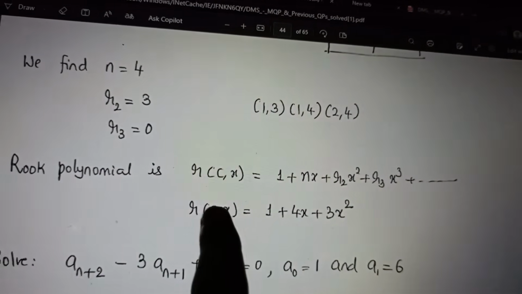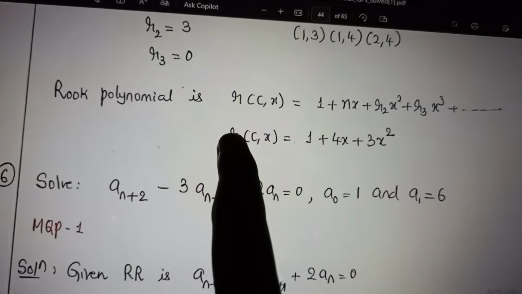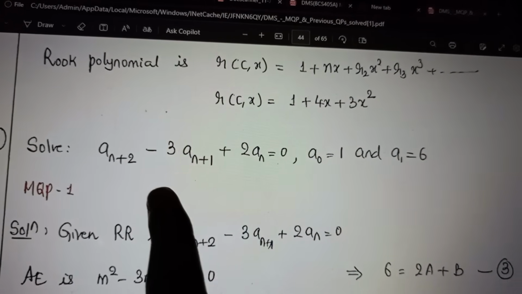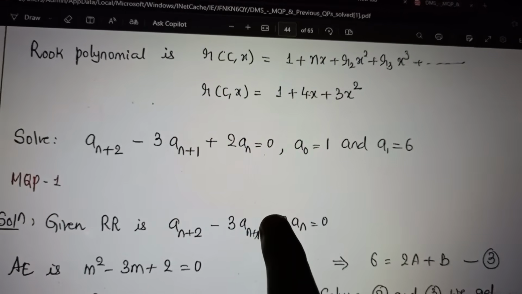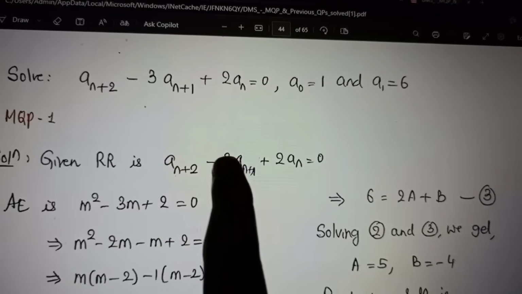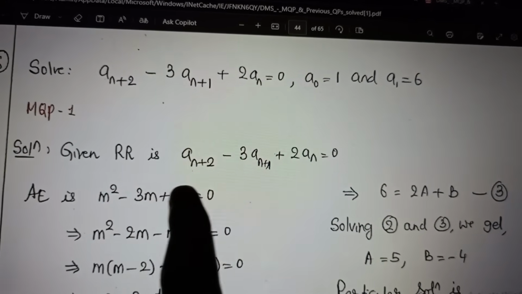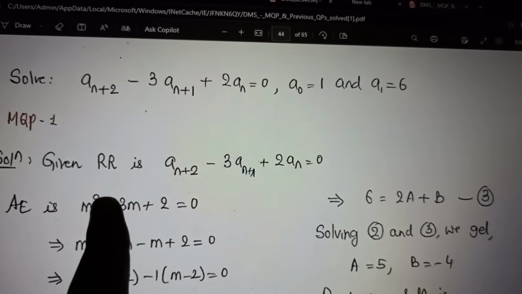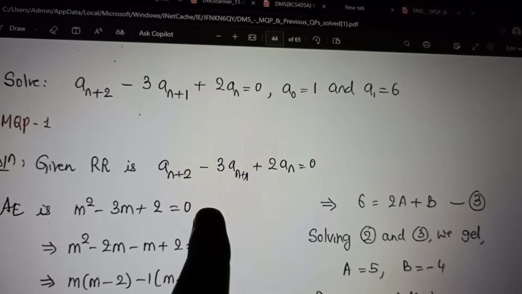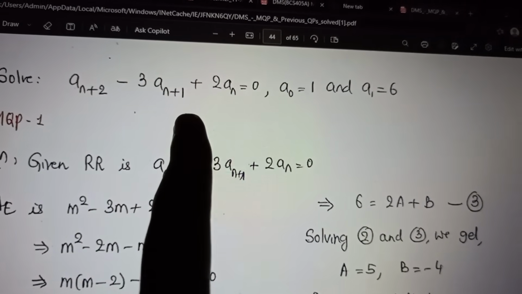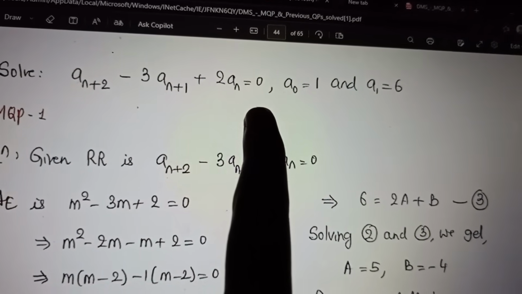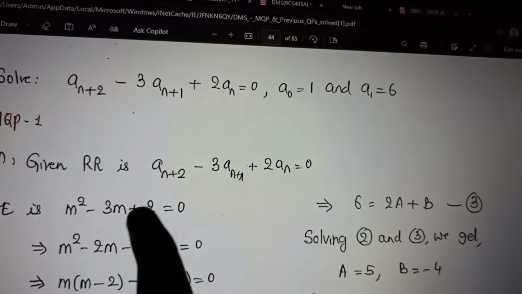It's not there, so we will skip it. Then we have one more model paper question where they have given the value of A0 and A1. Again same thing, consider the standard equation. This is the standard equation, m square minus 3m plus 2 equal to 0. Why minus 3m? See, this is in the form of 3m plus 2, right? So that is why you can write it in terms of this.